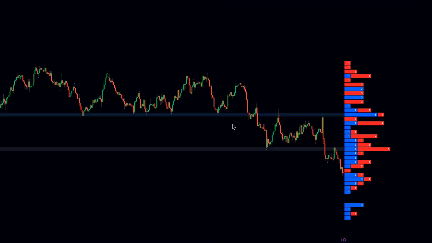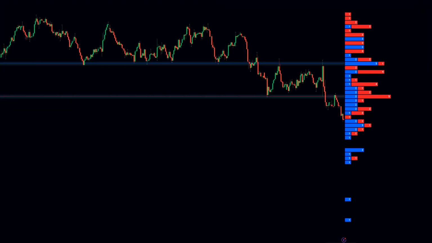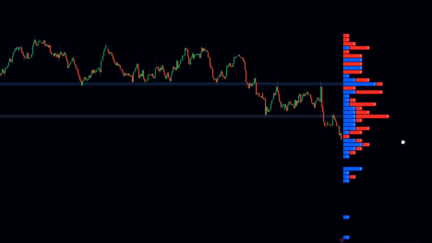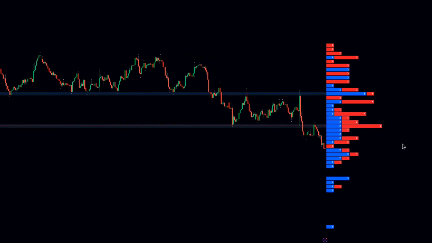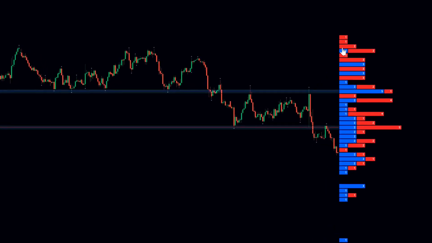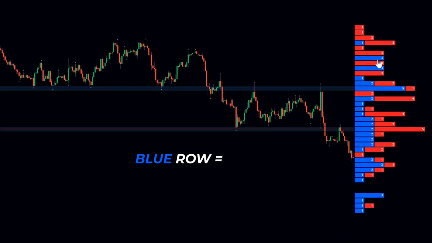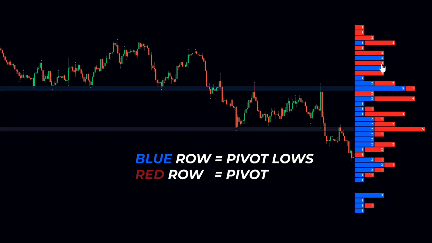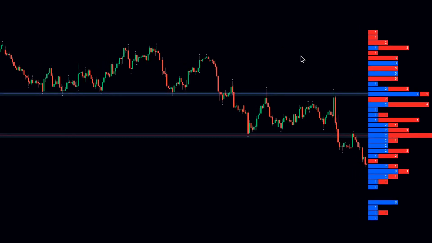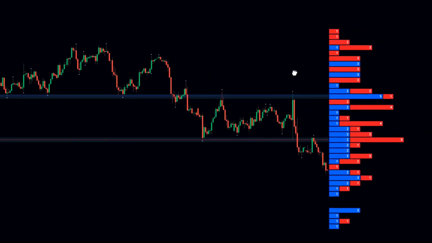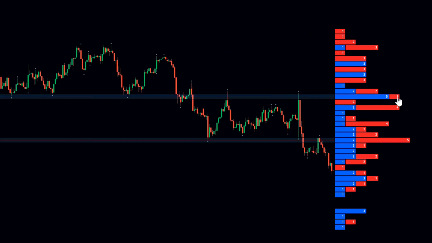When you first add it to your chart, it looks like this. The indicator consists of several components. The pivot profile is the horizontal histogram you see here. Each row of the histogram represents data. Blue rows indicate pivot lows, and red rows indicate pivot highs. Some rows include both blue and red bars, showing they're made up of both pivot lows and pivot highs, while single colored rows only represent one type.